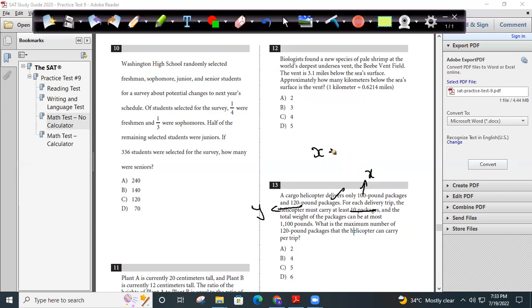I need to carry at least 10. X plus Y is the total number that I'll carry, because I'll carry both. So that should be greater than or equal to 10, because the minimum number I need to carry is at least 10. So the first mathematical statement on the board is X plus Y is greater than or equal to 10. And the total weight of the packages can be at most 1100 pounds. What is the maximum number of 120-pound packages that the helicopter can carry per trip?